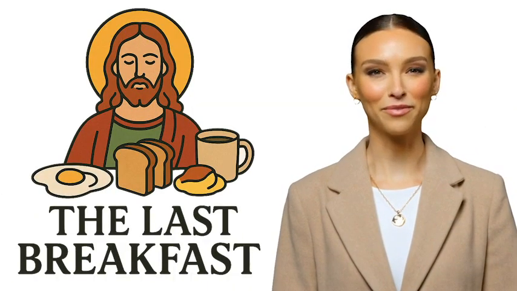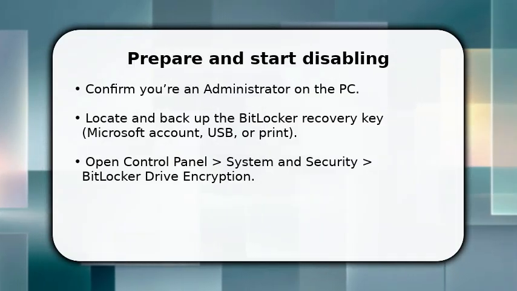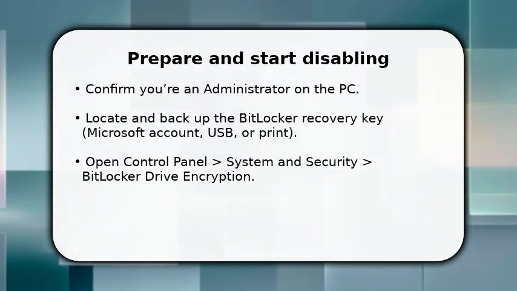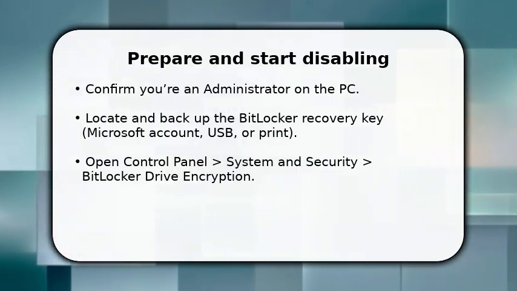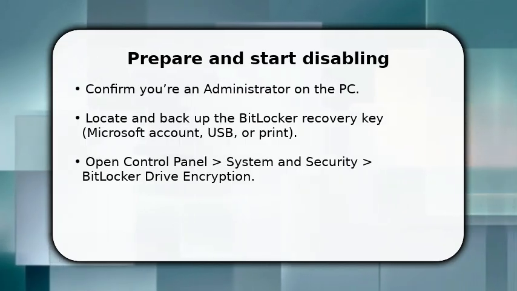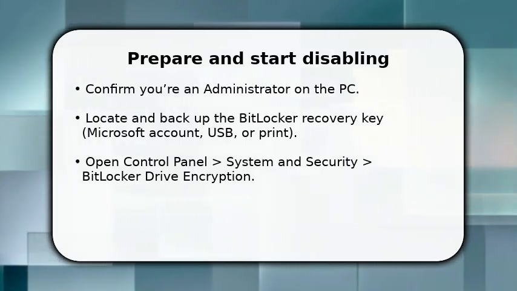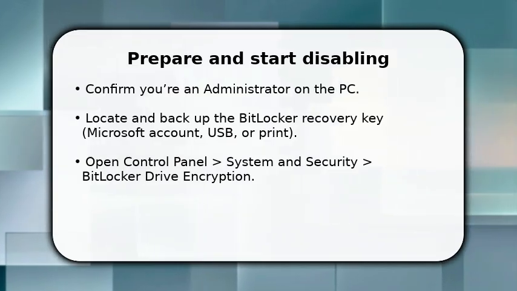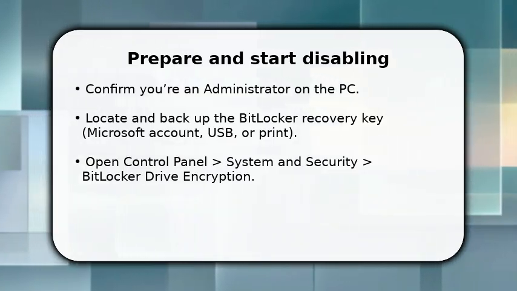Please enjoy the video. You need admin rights and the recovery key before you touch encryption. Once you have the key stored, open Control Panel and navigate to System and Security, then BitLocker Drive Encryption. Make sure the drive you intend to change is listed.